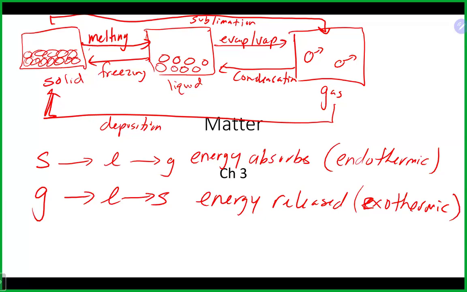You continue to remove energy, they then get closer to each other. They don't have enough energy to pass each other anymore, and they lock themselves into the solid state at that point. So going from solid to liquid to gas is an endothermic process. Going in the opposite direction, gas to liquid to solid, is an exothermic process.